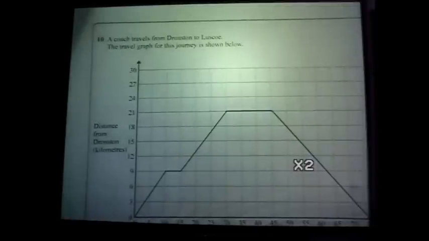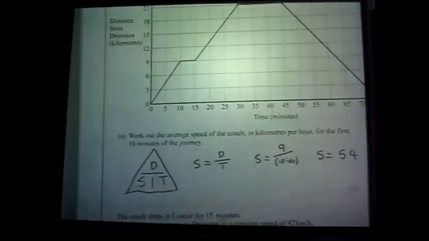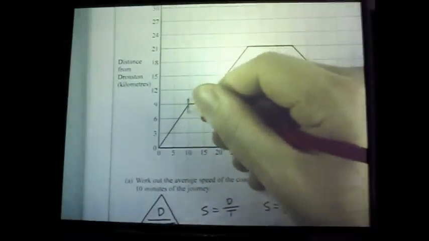Question number 10. It's a bit of a fiddly one, this. A coach travels from Dronston to Lusco. The travel graph for this journey is shown below, right? Question part A. Work out the average speed of the coach in kilometres per hour for the first 10 minutes. Well, the first 10 minutes is up to here.